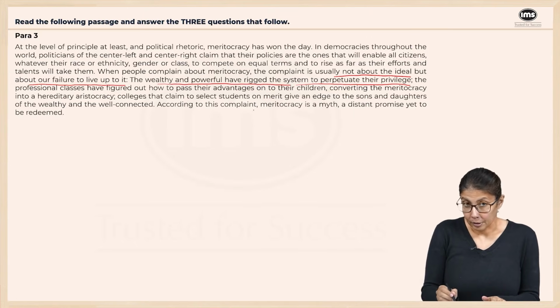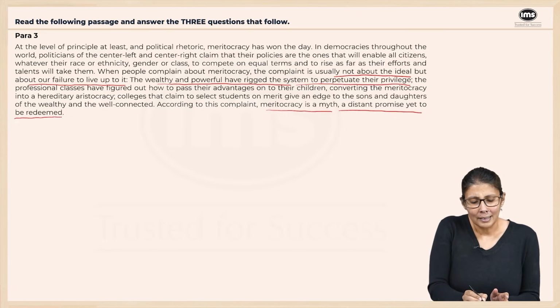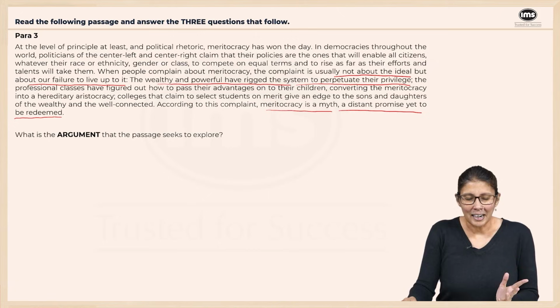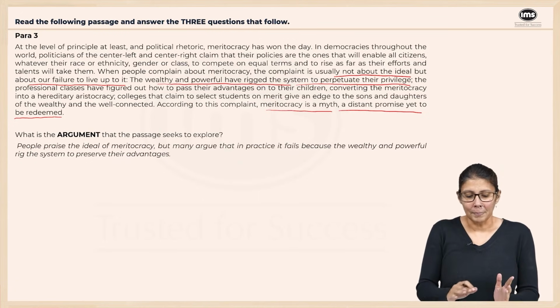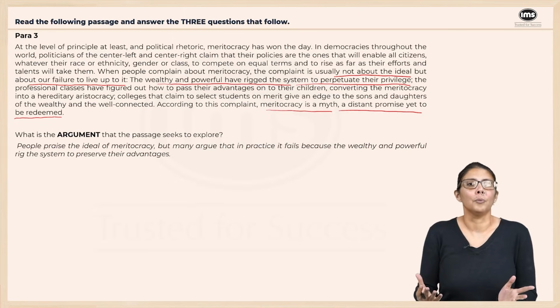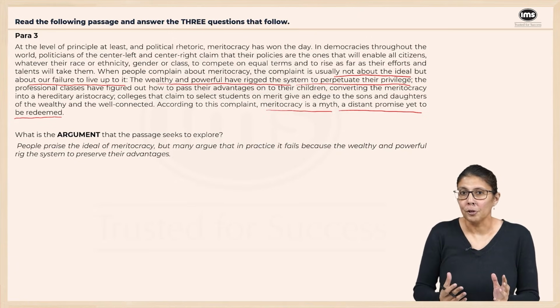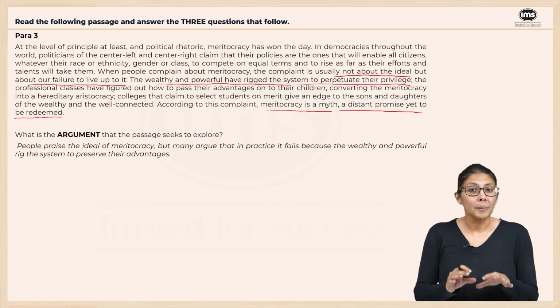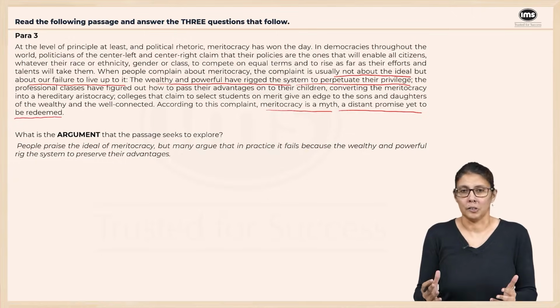According to this complaint, look at the last line, meritocracy is a myth, a distant promise yet to be redeemed. This seems to be pretty pessimistic about meritocracy. So the paragraph is trying to say that people praise the ideal of meritocracy, but argue that in practice it doesn't work out because the wealthy and the powerful rig the system. What is rigging the system? It means that you manipulate the system so that it favors you.